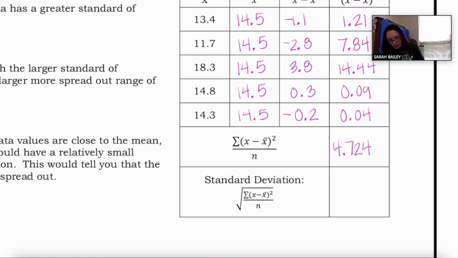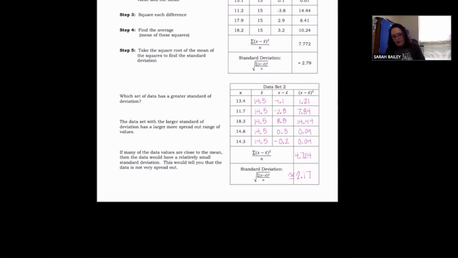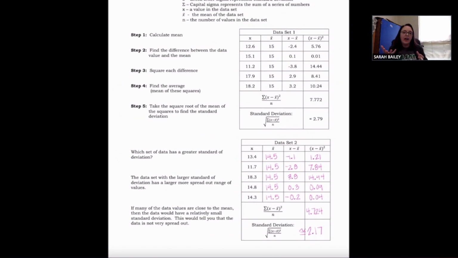And I'm going to have to round it. So let's round it to the nearest hundredth. About 2.17, okay? So now we have the standard deviation for two different data sets.